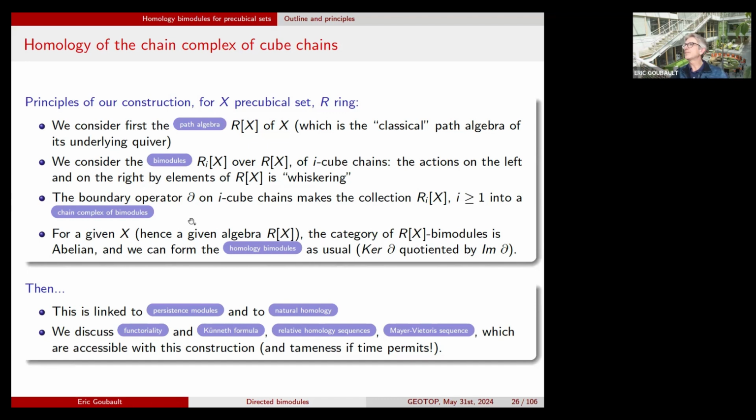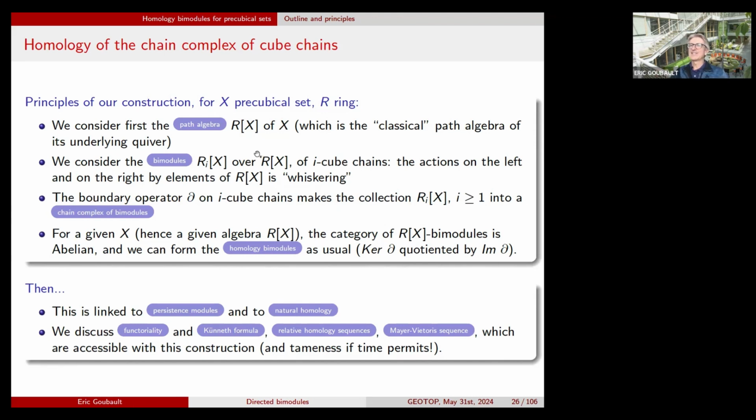So if there are a few questions up to that point, let me stop for a minute. Otherwise, I'll show you the definition details and just show you one homology sequence. No questions so far? Perfect.